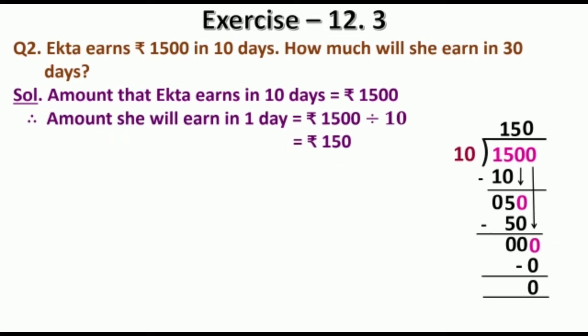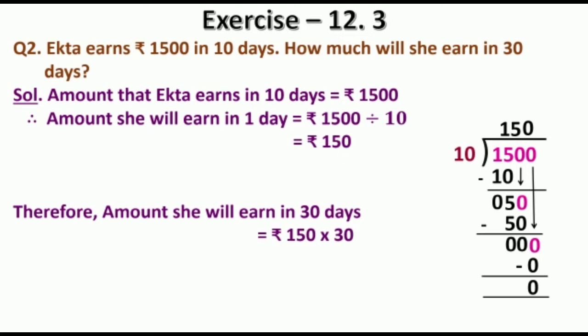Now we have to find how much she will earn in 30 days. So the amount she will earn in 30 days will be rupees 150 multiplied by 30. Now see here how to multiply, children. First we will multiply this 0 by 150. So 0 zeros are 0 and 0 5s are again 0. Then 0 ones are again 0. Now we will multiply this 3 by 150. First we will put 0 here.